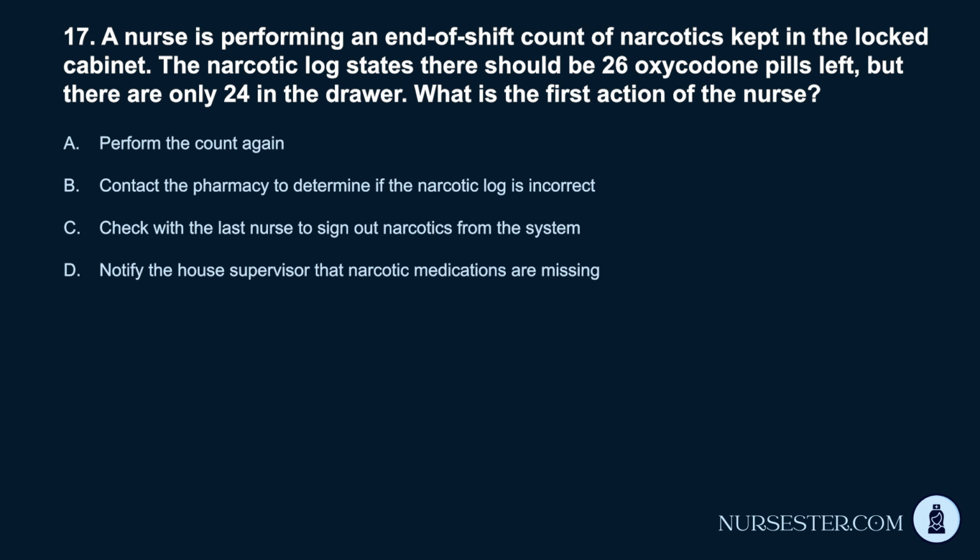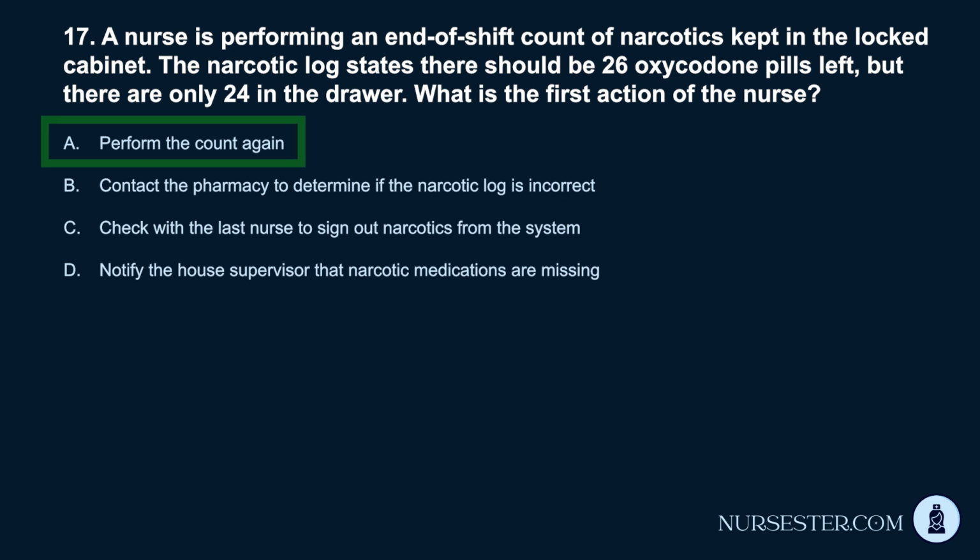17. A nurse is performing an end-of-shift count of narcotics kept in the locked cabinet. The narcotic log states there should be 26 oxycodone pills left, but there are only 24 in the drawer. What is the first action of the nurse? A. Perform the count again. B. Contact the pharmacy to determine if the narcotic log is incorrect. C. Check with the last nurse to sign out narcotics from the system. D. Notify the house supervisor that narcotic medications are missing.